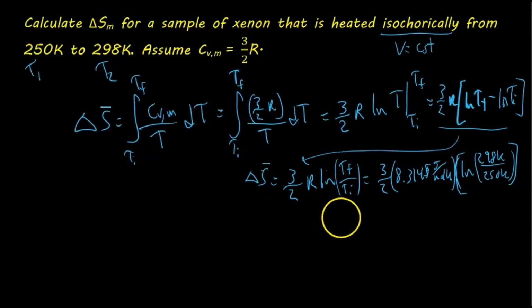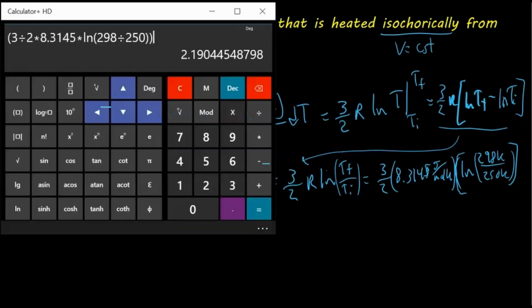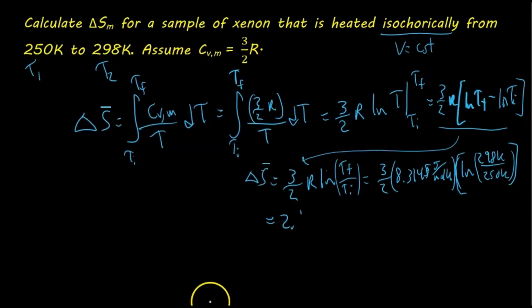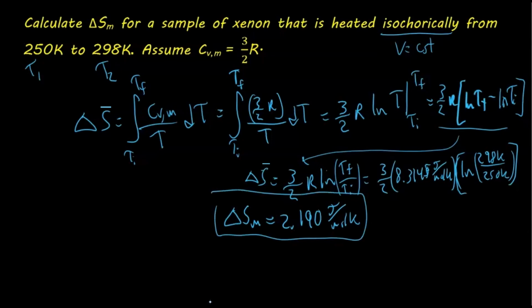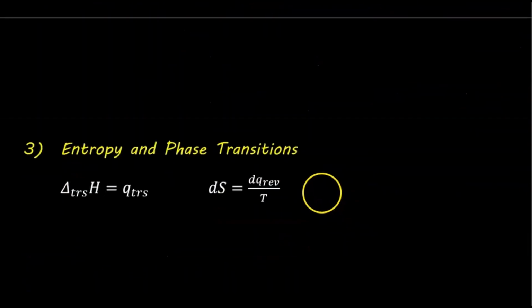equals 2.19. Maybe we should keep another decimal: 2.190 joules per mole Kelvin. And because mole is in here, this is the molar change in entropy. All right, so that's that process.